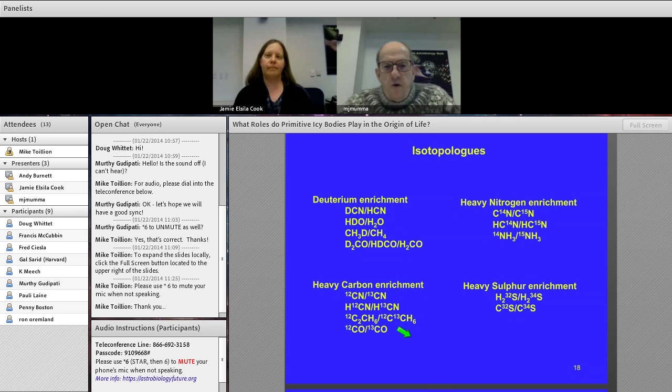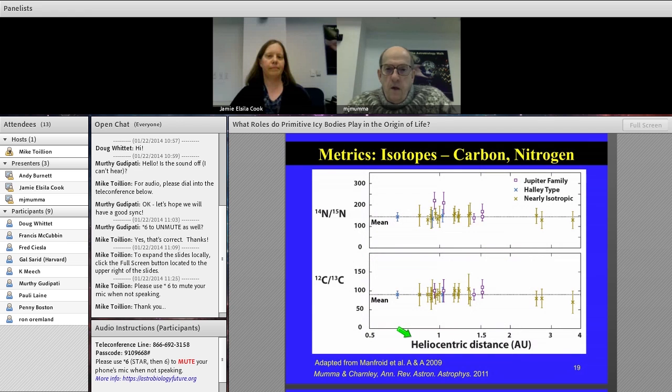Another thing that's very hard to change in these ices is the isotopic ratios. And the key thing there is to look at ideally the isotopes in individual species. So we'll take a quick look at what is known at one or two of these isotopes, in particular nitrogen, carbon, and hydrogen. So for example, here is a survey done by Manfroid and his collaborators.